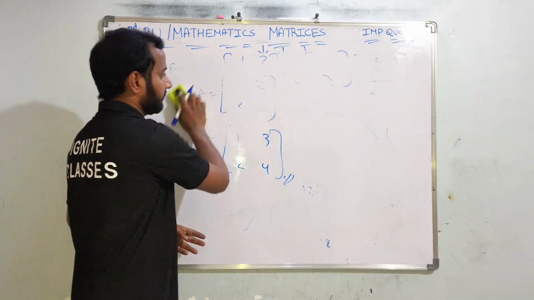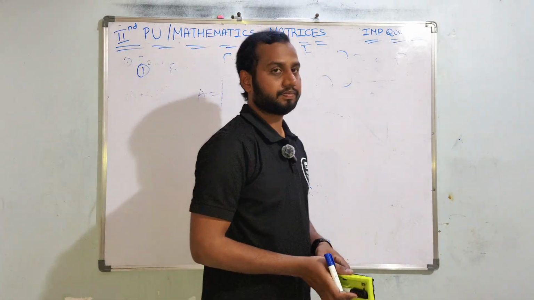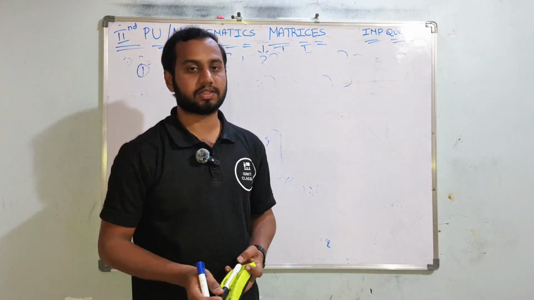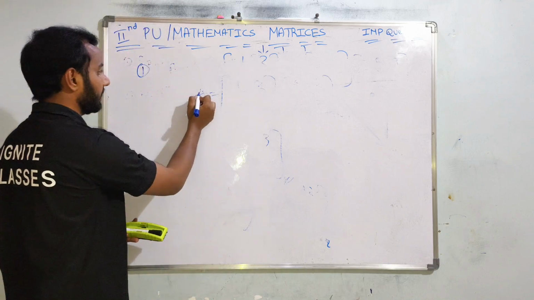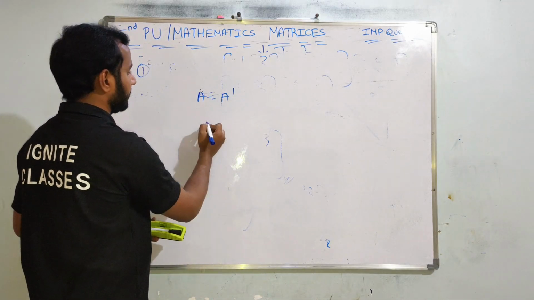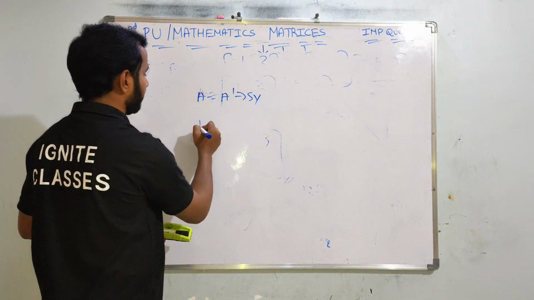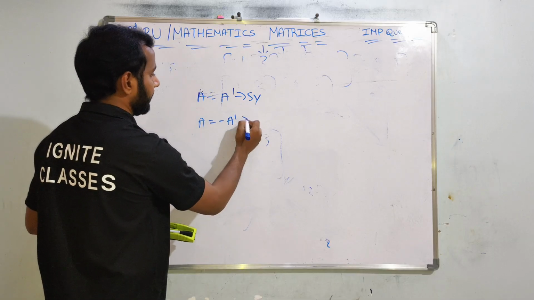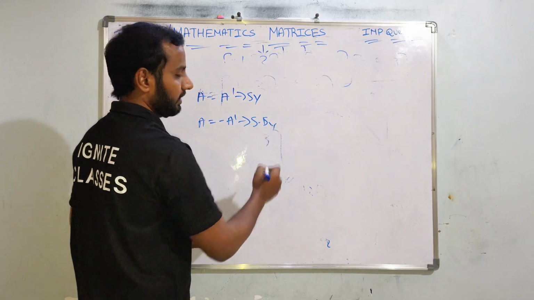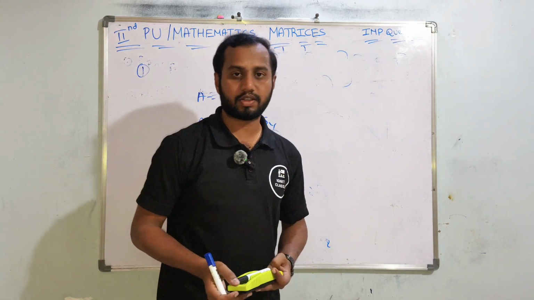After transpose of the given matrix, you will have symmetric and skew symmetric matrix. What is a symmetric and skew symmetric matrix? If I am getting A equal to A dash, then it is called a symmetric matrix. If I am getting A equal to minus A dash, then it is called a skew symmetric matrix.